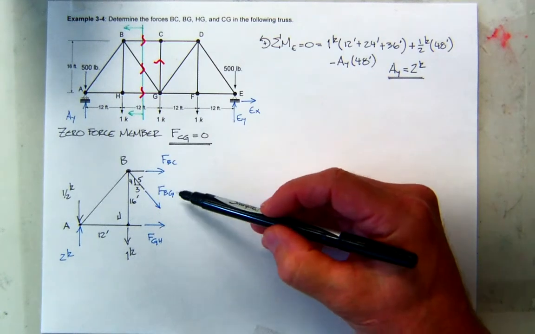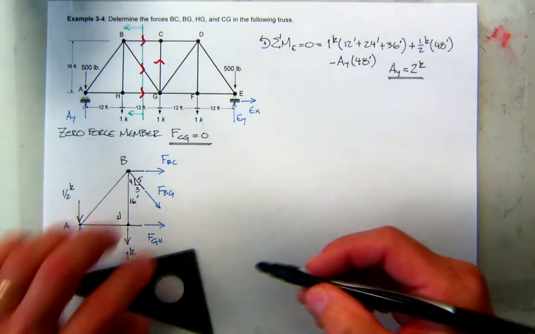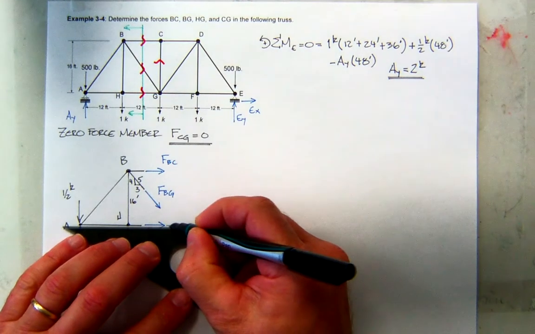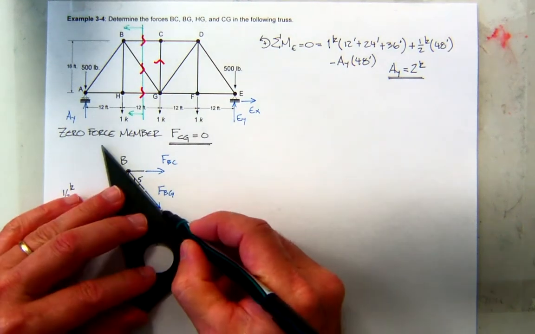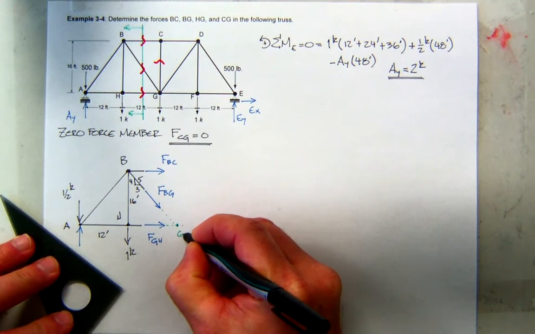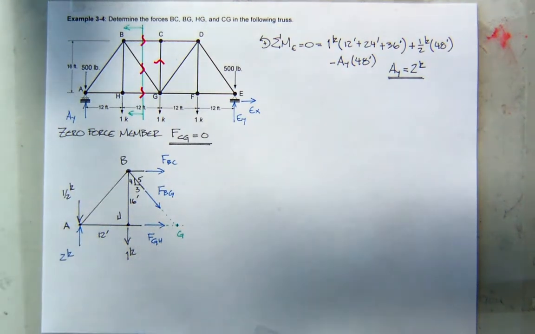And then this one says BG, GH. Although you don't see it, I'll go ahead and kind of dot it in. If I did extend those lines of action, they would pass through point G. So I could also sum moments about G. So that's a good strategy. And again, the order of this is not important.